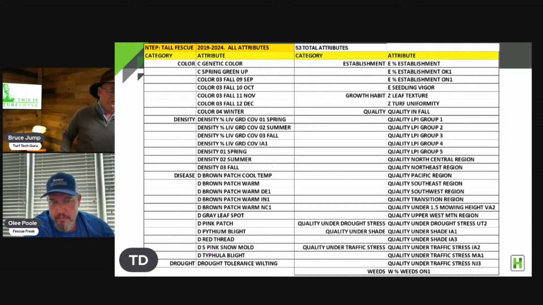On there. 54 attributes. That's a lot. 53 at the top, I believe. 53. There we go. I got it. I was close. 53 total attributes. Yeah. So there's all kinds of testing going on.